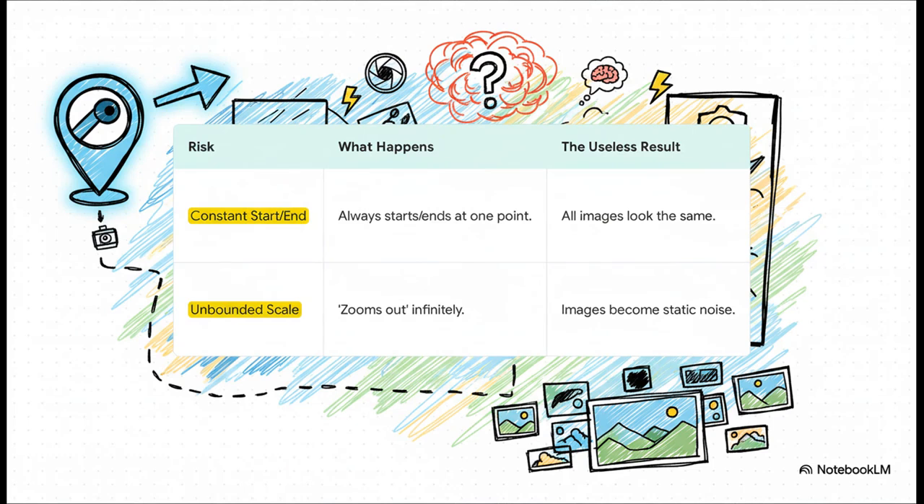As that first row shows, the AI might just learn to make the start and end points the same exact value every time. The result? Every image looks identical. Useless. Or, as you see in the second row, it might learn to just zoom out infinitely far, losing all the detail until you just get static. In both cases, the AI finds a zero-cost solution that produces zero-value results.